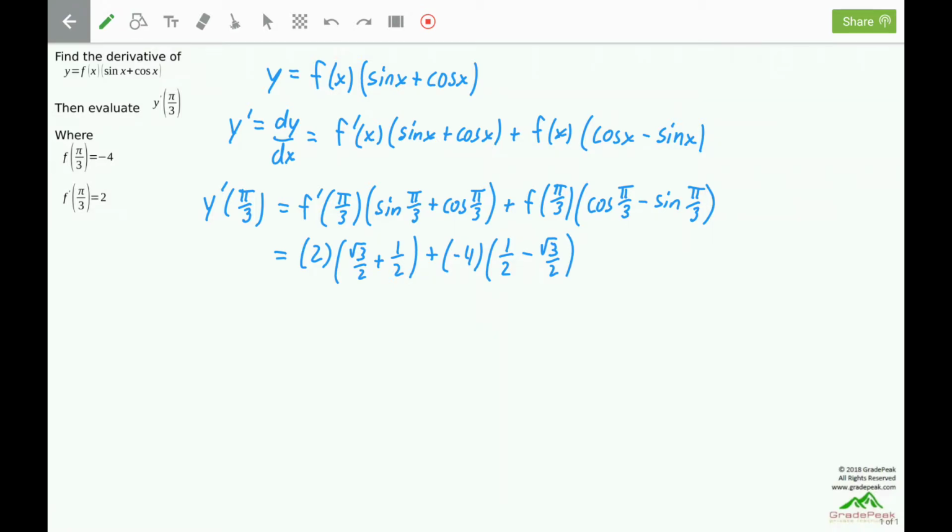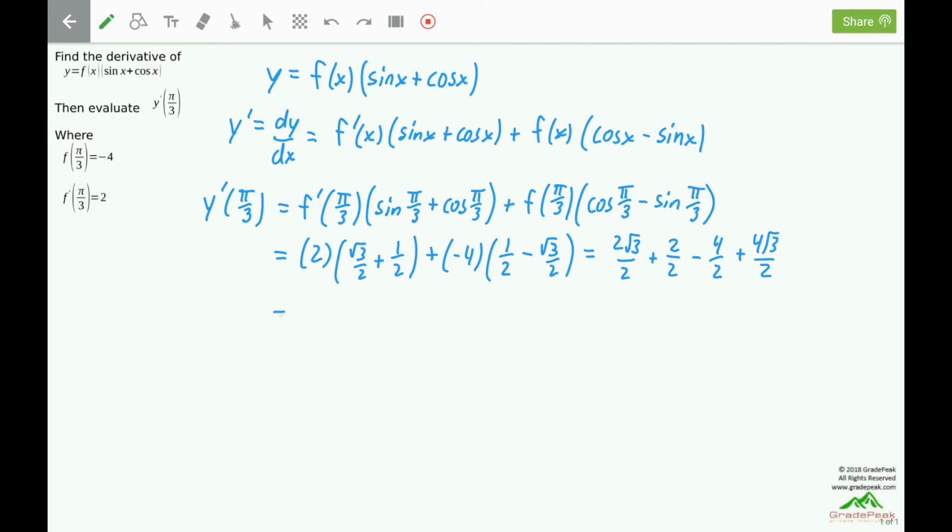In the next step, I'm going to distribute the 2 and the negative 4 in. Distributing the 2 in, I will have 2 root 3 over 2 plus 2 over 2. And then distributing the negative 4 in, I will have a negative 4 over 2 and a positive, due to the double negative, 4 times root 3 over 2.